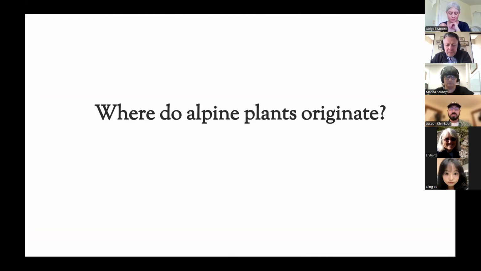And so my question was just, where do alpine plants come from? They're stuck at the tops of these mountains. Some are generalist species that can dip below tree line, but there are also quite a few that are only at the very top. So where are these coming from?